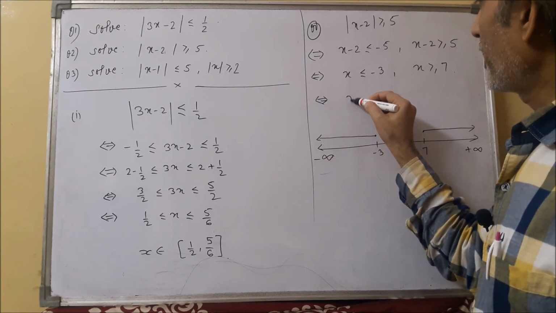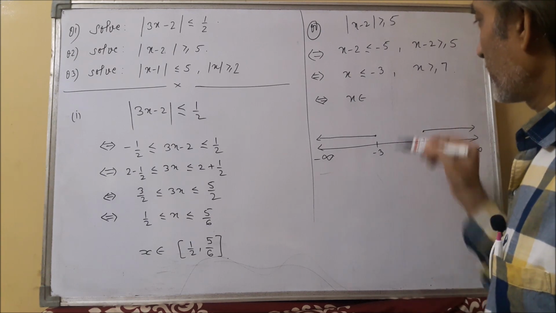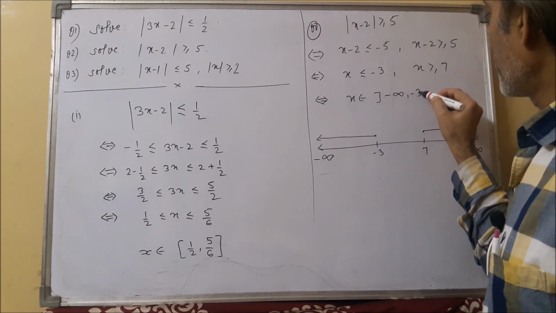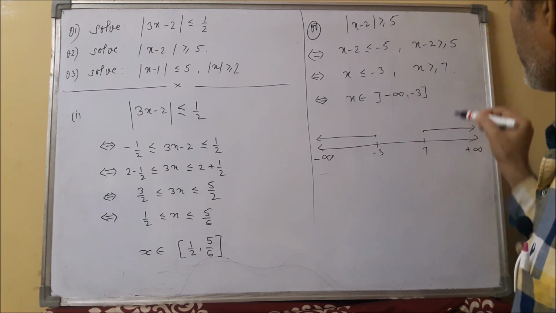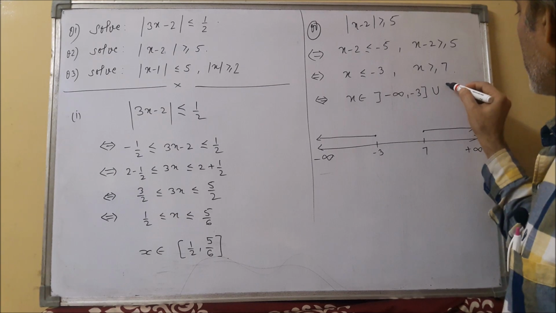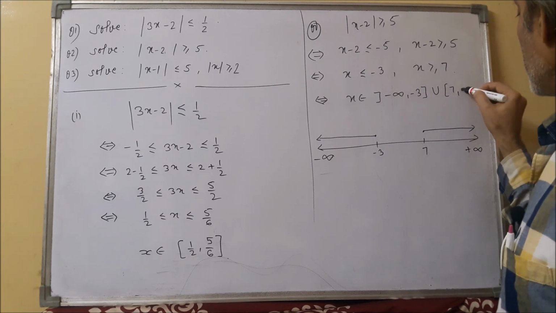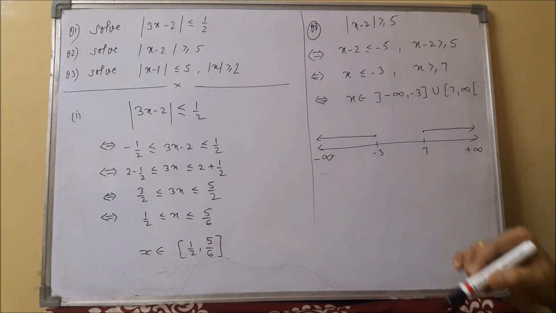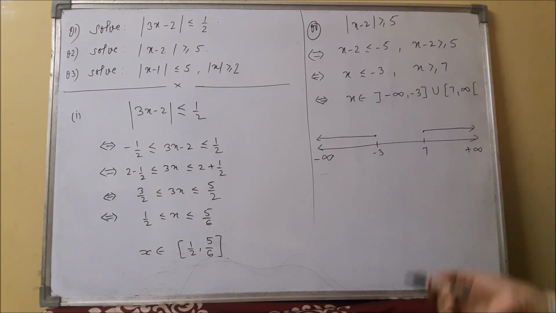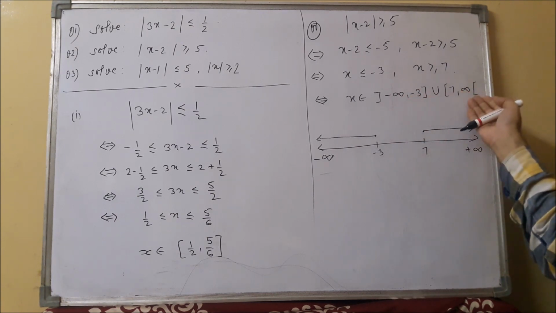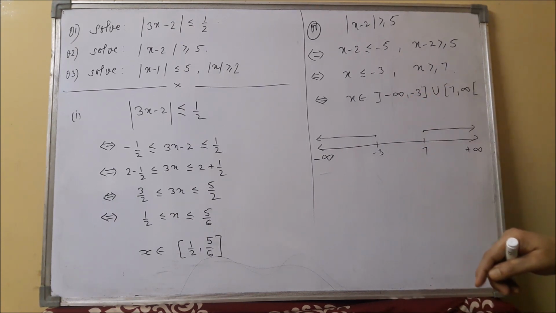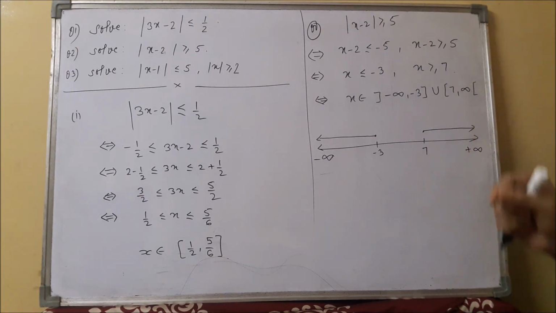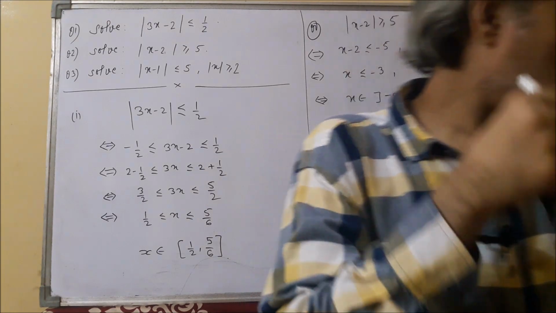So this can be written as x belongs to what? X belongs to open interval minus infinity to minus 3 closed, union 7 closed to infinity open, because infinity and minus infinity are not real numbers, so we never include these two. These two are symbols, not real numbers. Time and again I have explained this. So I think you have understood this.